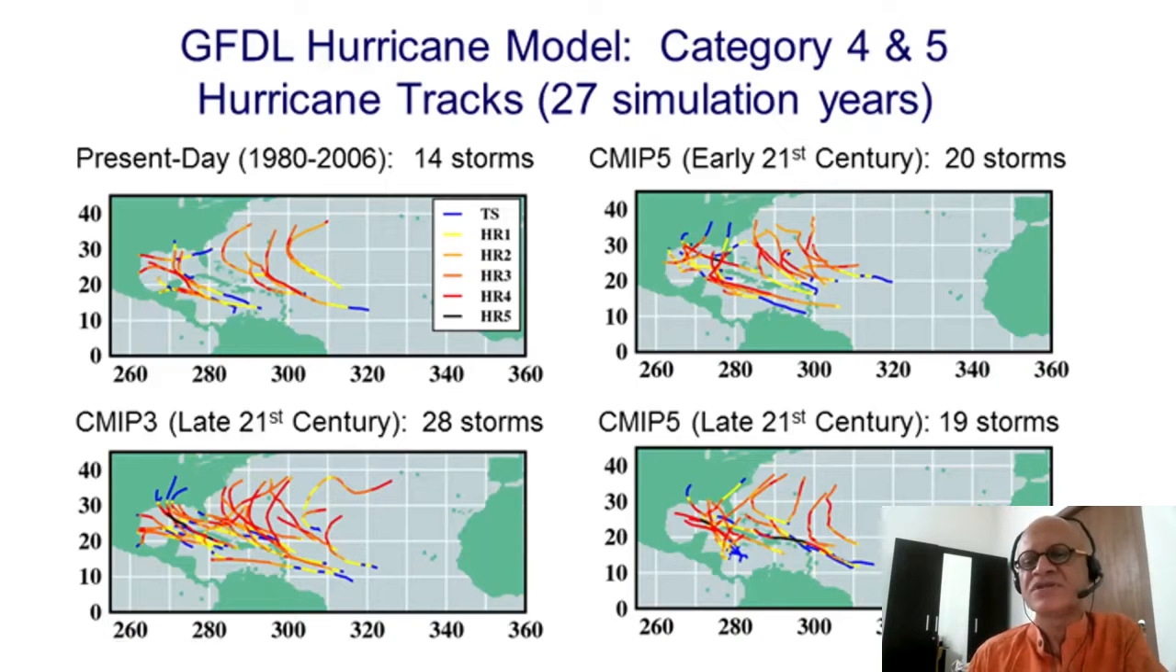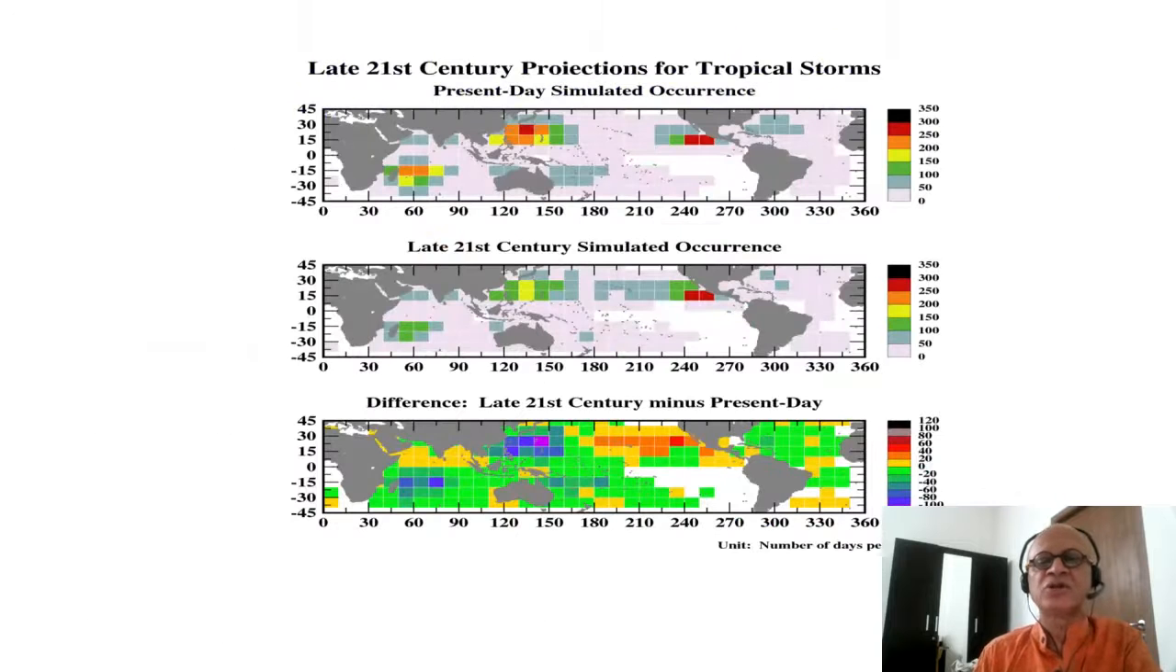Again, another thing to remember is that the early 21st century is dominated by model uncertainties, and scenario uncertainties begin to dominate as you go into the late 21st century. And scenarios, of course, are based on all sorts of assumptions about population, technology, renewable energy, policies, land use, energy mixes, and so on. Nonetheless, late 21st century projections for tropical storms.